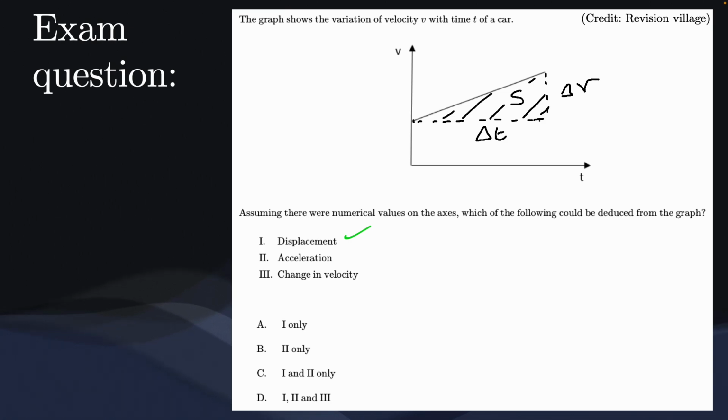Can we find the acceleration? Remember again, acceleration is given by delta v divided by delta t, the change in velocity divided by change in time, not multiplied by change in time, but divided by. And because this is a linear graph, the acceleration stays constant. So can we find the acceleration? Yes, we can. We can just do delta v divided by delta t. And finally, change in velocity, that's just delta v, and we can just find it like this. So yes, we can. Therefore, the correct answer is 1, 2, and 3. We can find all three.